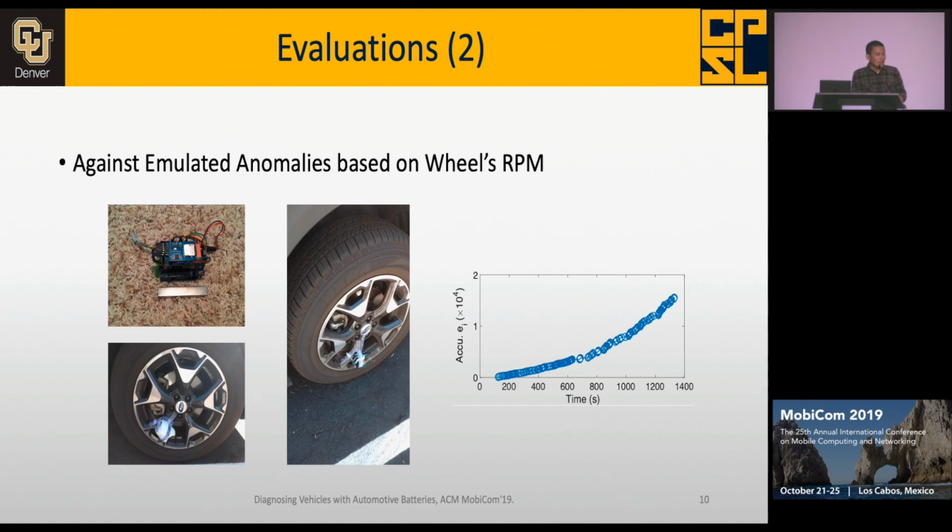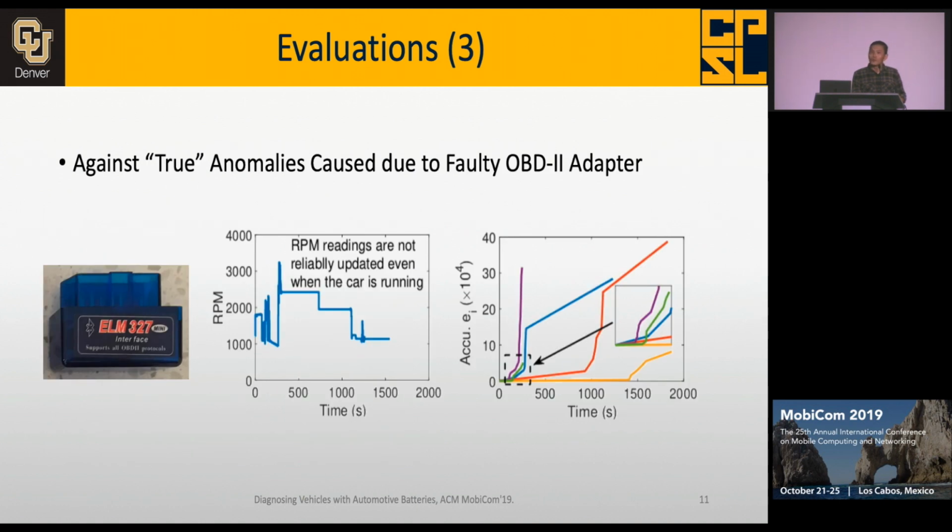And the third part is kind of real faulty information. It's not because the RPM sensor is faulty, but because we managed to find an OBD2 adapter that is faulty. And our design, this prototype, will use that adapter to collect the RPM information. Because the adapter is not reliable, that's wrong data. And then again, we use this to see if we can detect something going wrong here.